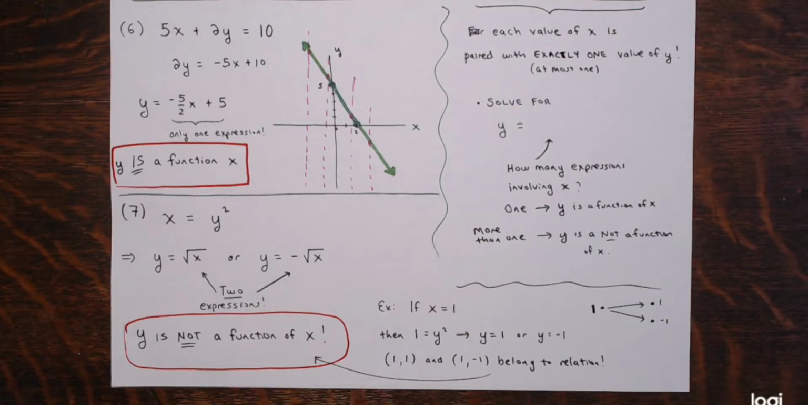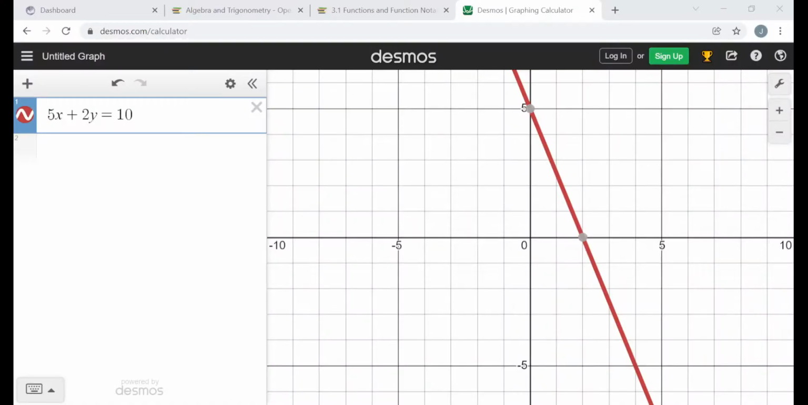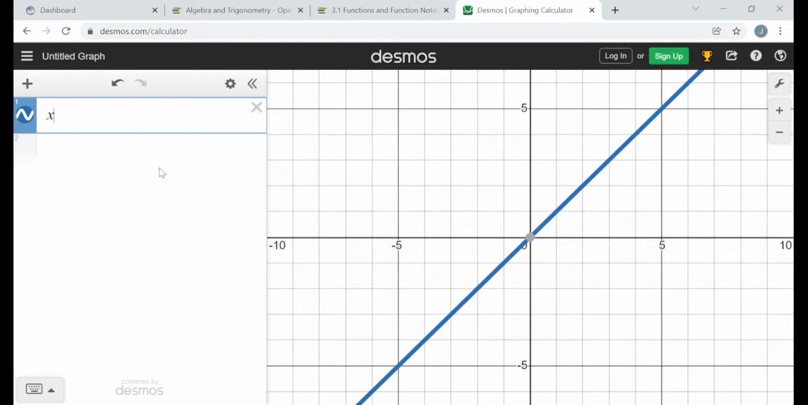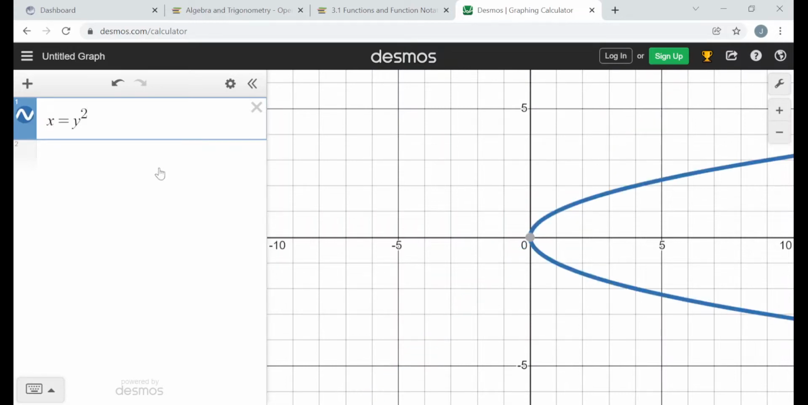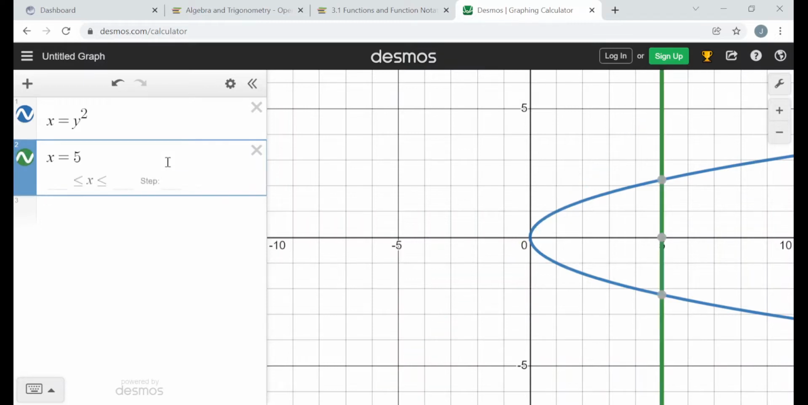Okay. And let's take a look at a graph of this thing. Might as well. So we had x equals y squared. Look at that. You see, this definitely doesn't pass that vertical line test. If I were to draw, say, x equals 5, there's a vertical line. And you see this point and this point are on the graph. It hits the graph twice. In fact, any vertical line to the right of 0 would hit the graph twice.